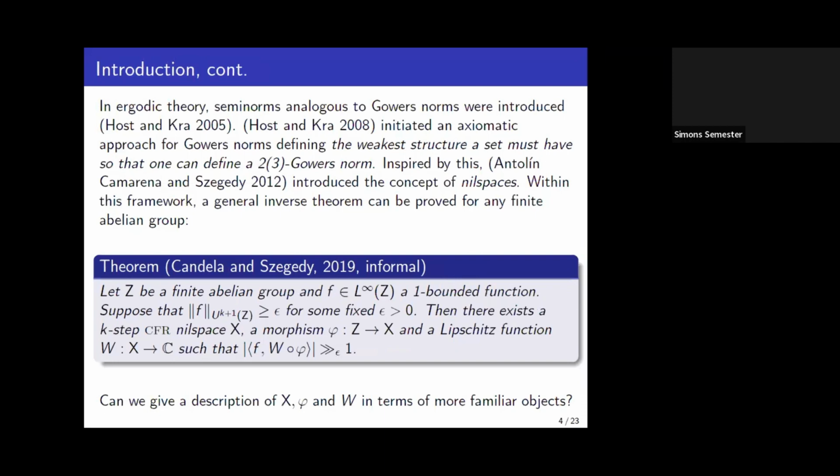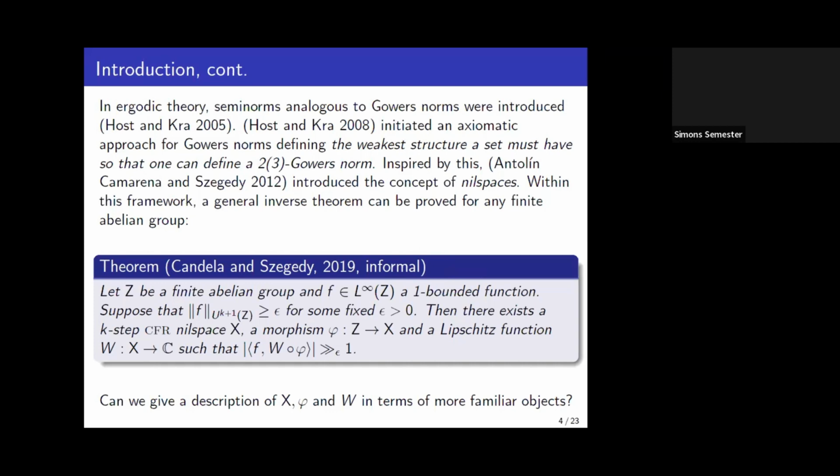Okay, and so in parallel to the developments in additive combinatorics, there are developments in ergodic theory. In ergodic theory, there is a very important class of seminorms defined by Host and Kra that are analogous to the Gowers norms. Also, Host and Kra started an approach to these Gowers norms from an axiomatic point of view.